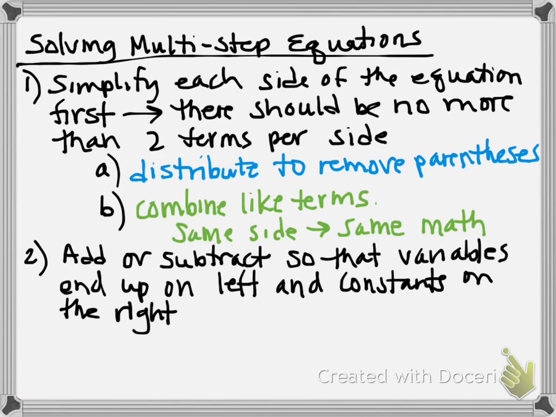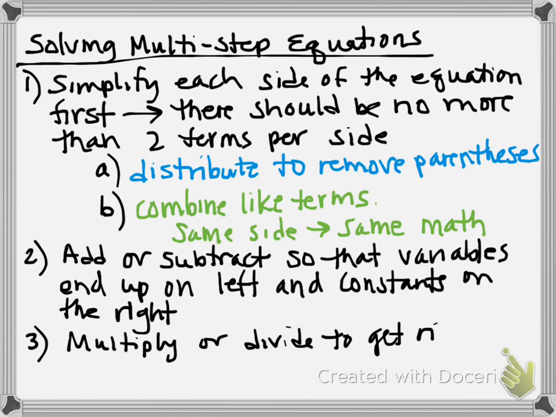So again, we're going to add or subtract so that the variables end up on the left and constants on the right. Again, this is opposite to what we would do if it was an expression and we were doing order of operations. Now, what may happen is your variable may end up with a coefficient. Okay? If so, we're going to multiply or divide to get rid of a coefficient in front of the variable.